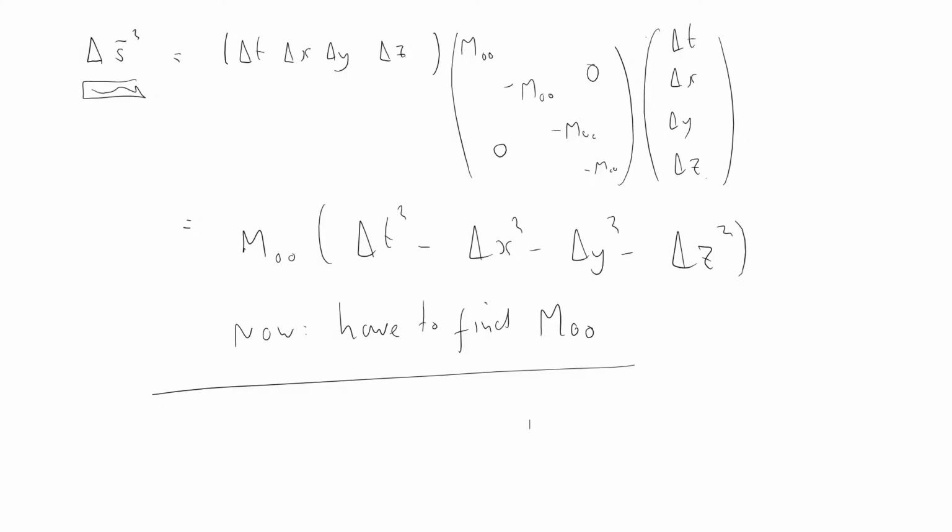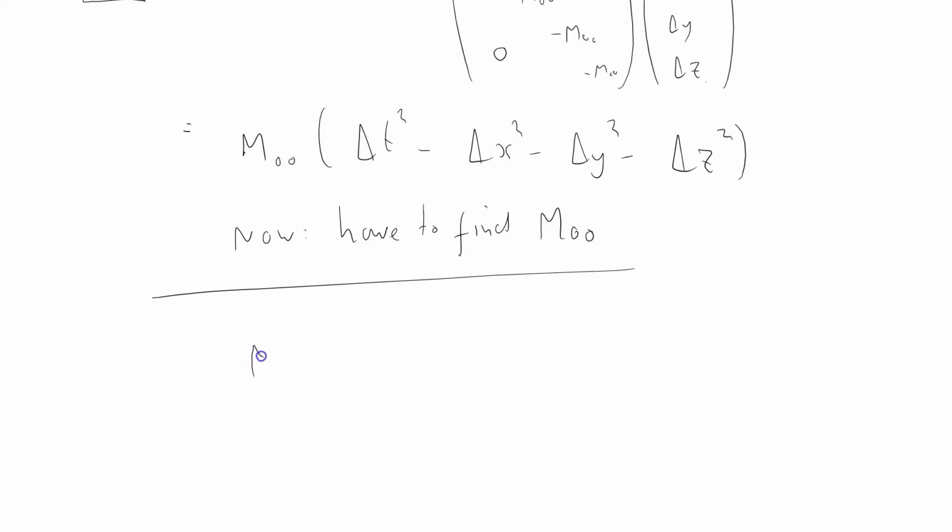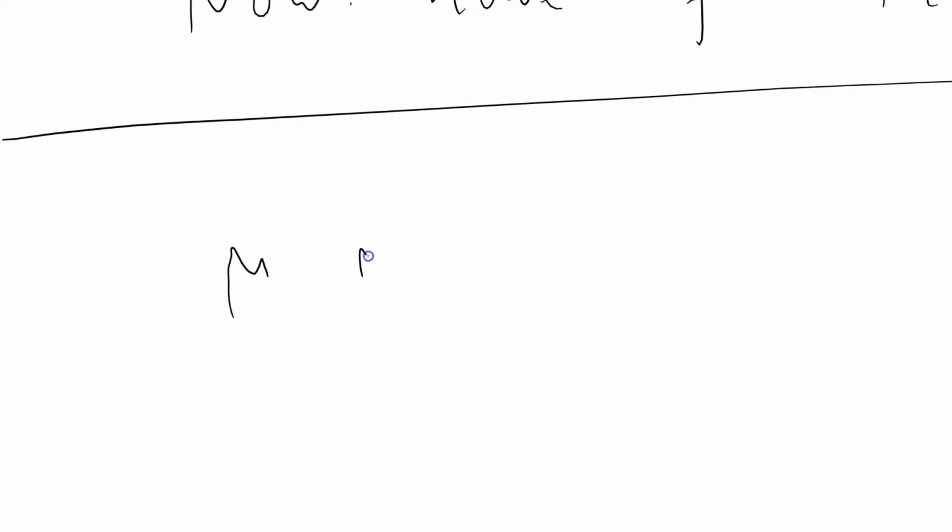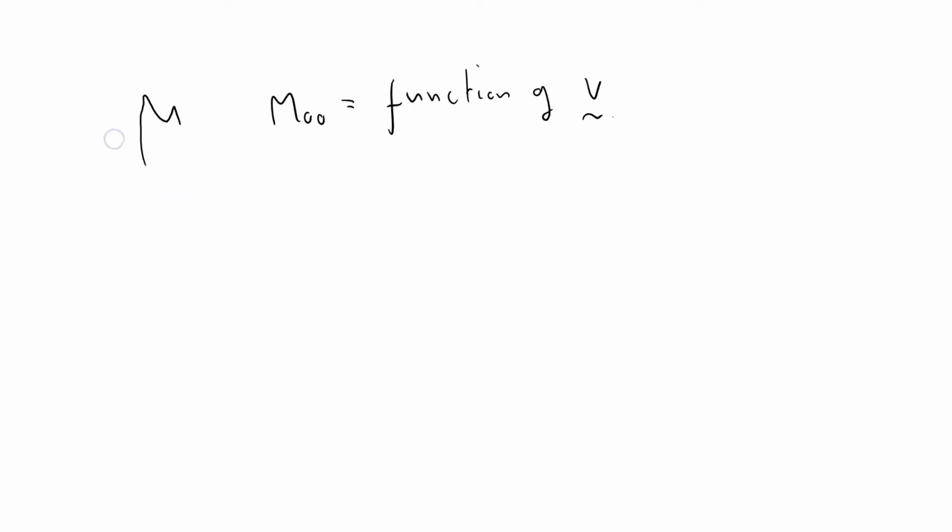General relativity step by step. I was going to try and find m00, and the first observation I want to make is that m00 equals some function of v, which is the relative motion of the two coordinate frames.